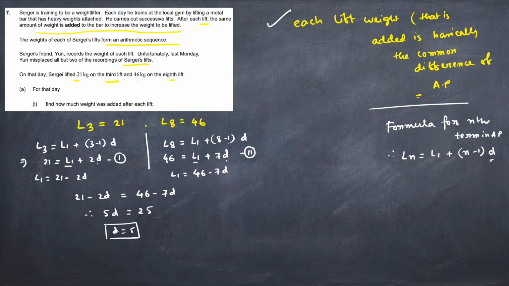So how much weight was added after each lift? 5 kg weight was added after each lift. So the answer will be 5 kg weight was added after each lift. So this problem is done. Now we will move towards the next problem.